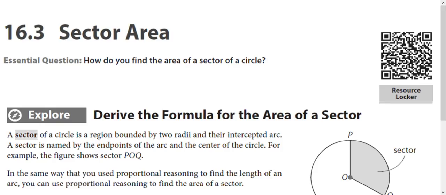We're going to take a look at sector area, which is a lot like the length of an arc. It still has the proportional idea that the arc length had, but rather than asking how much of the circle it is and then doing that fraction times circumference, you do that fraction times area, because you're finding the area.